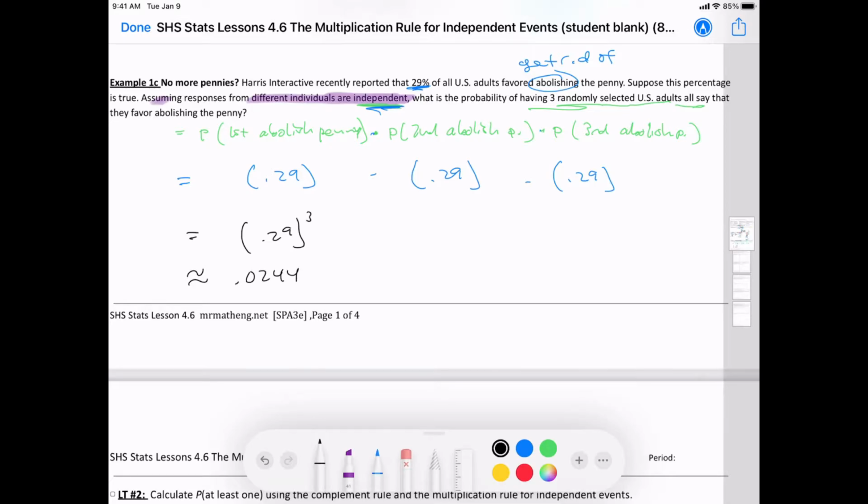0.0244, which means there is a 2.44% chance that when you interview 3 random people in the United States, because their opinions or thoughts are independent, there's a 2.44% chance that we will find someone that those 3 will say they want to abolish the penny. So that was learning target number 1.